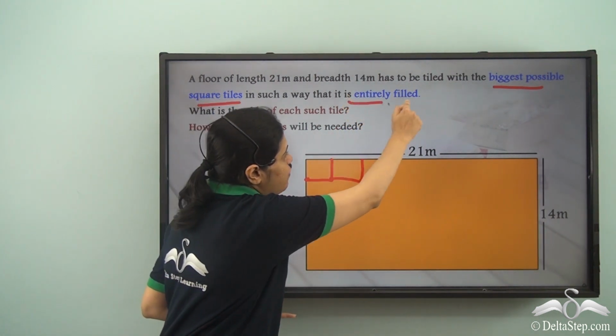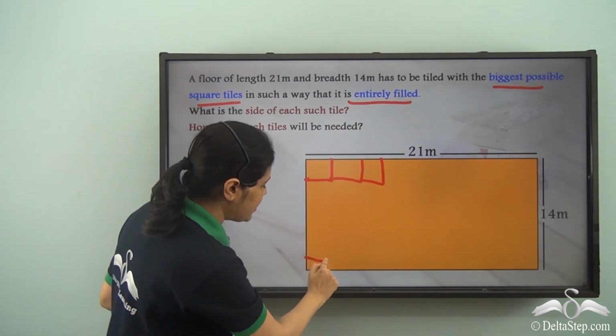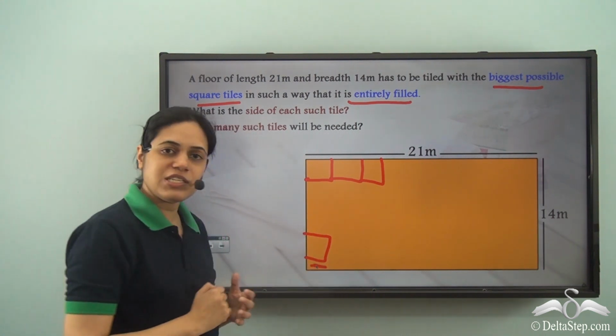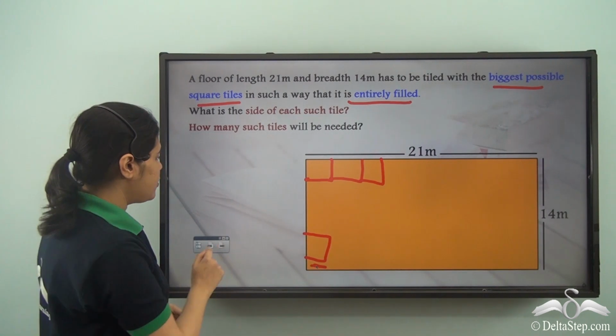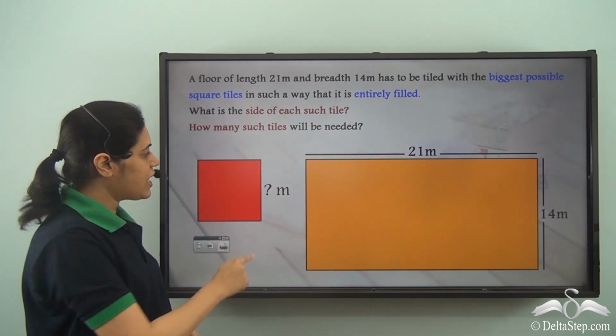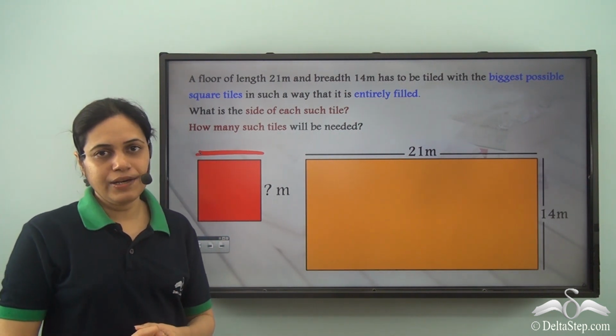Also, I want the floor to be entirely filled. I don't want any empty spaces like this. So what is the side of each such tile? I want square tiles and I want to find what is the side of each such tile.